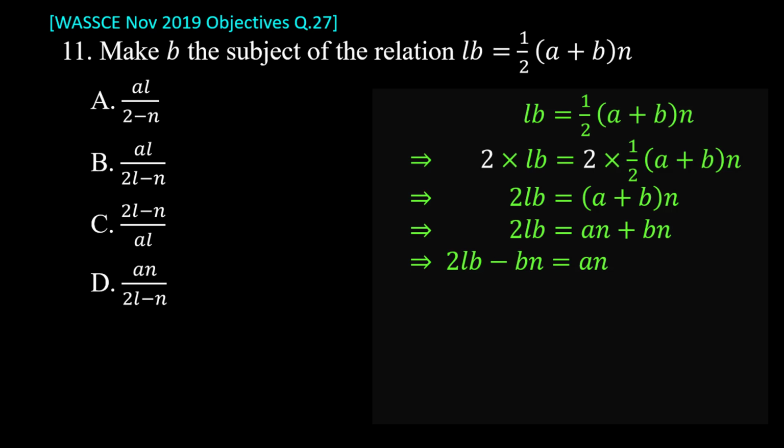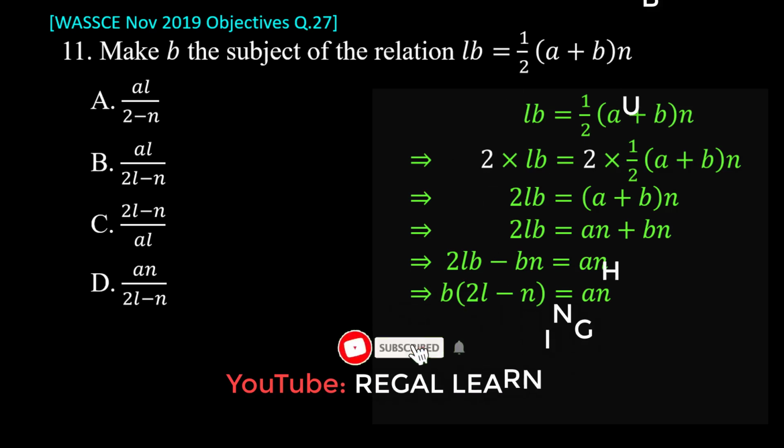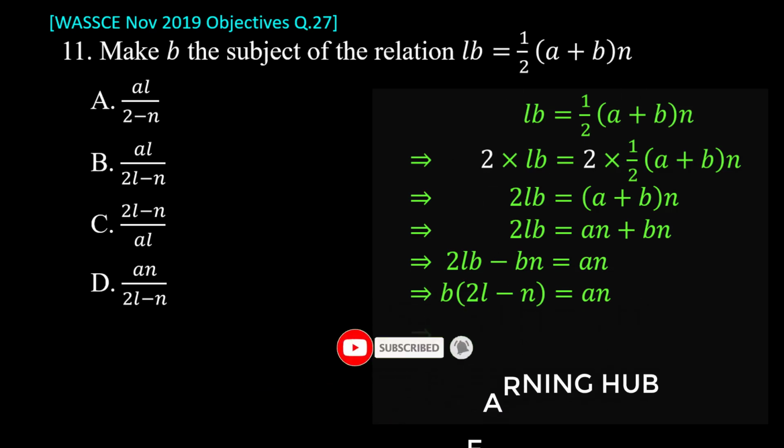Now, let's simplify further. Now you see that we have B here, then we also have B here. So we can easily factor out the B, giving us the expression as shown on the screen. So you now have B factored out, multiplied by 2L minus N equal to AN. And now to ensure that B is alone at the left hand side of the equation, we divide both sides of the equation by 2L minus N as shown on the screen.